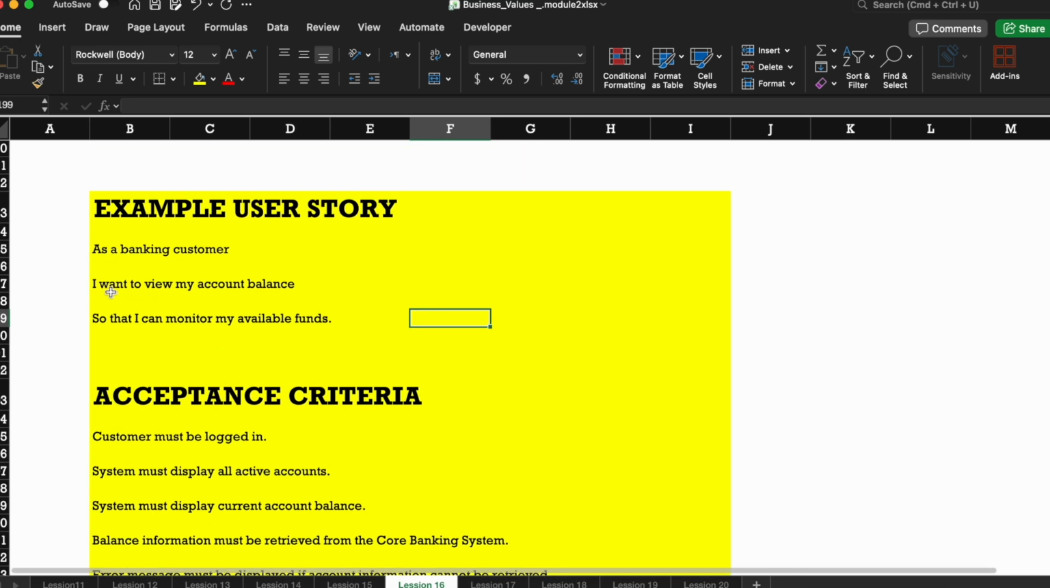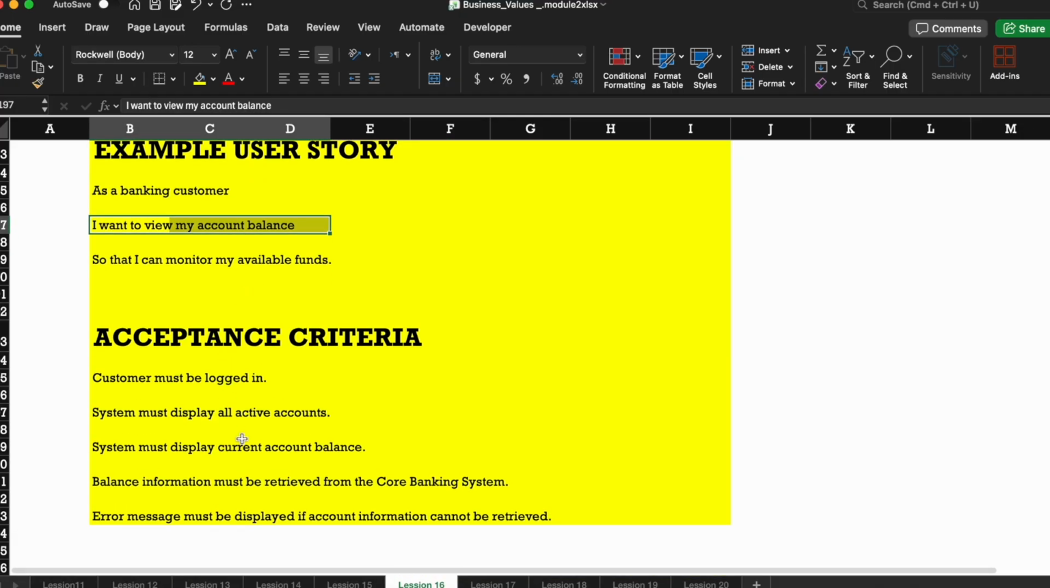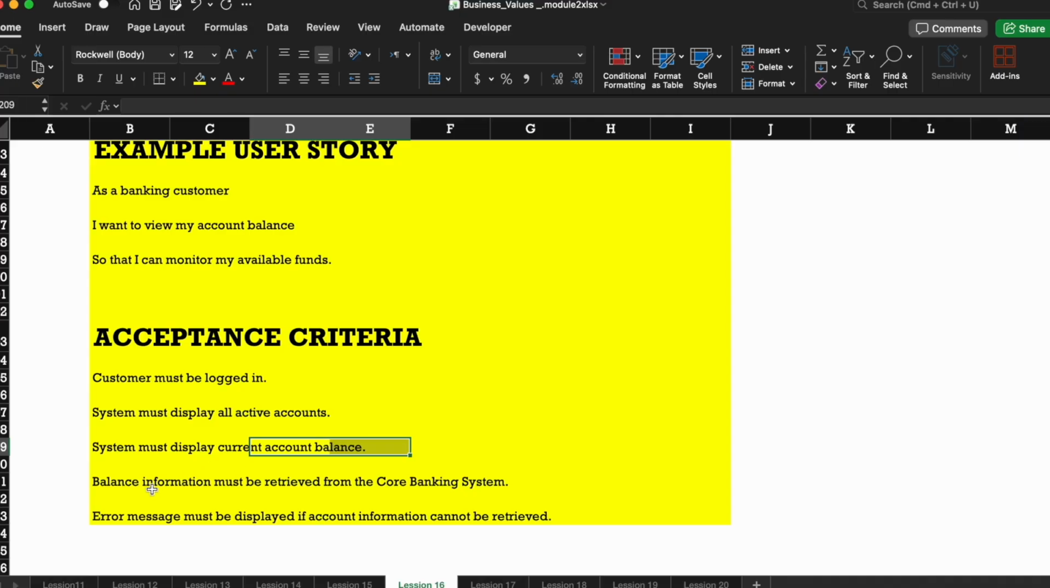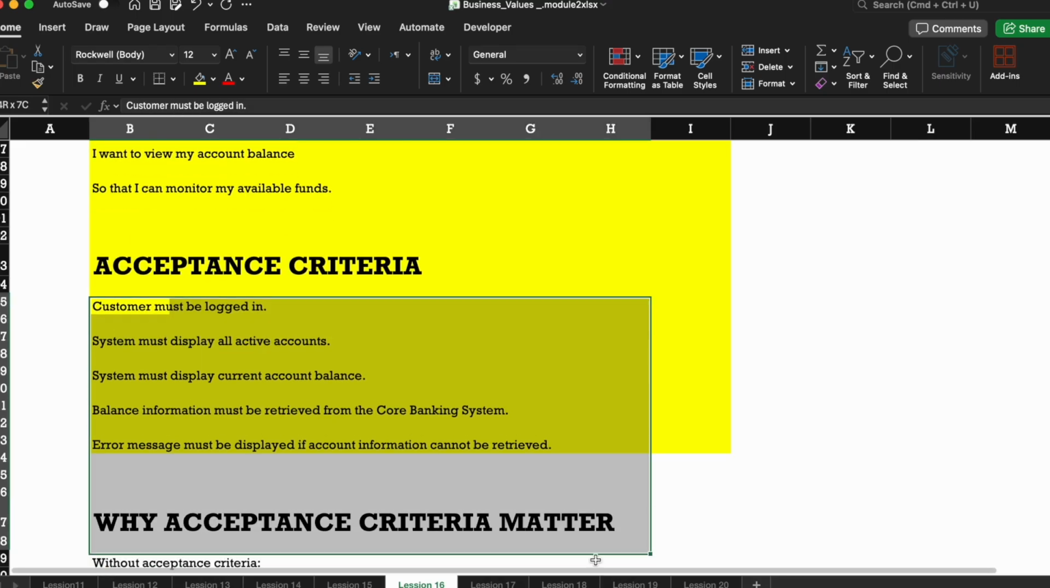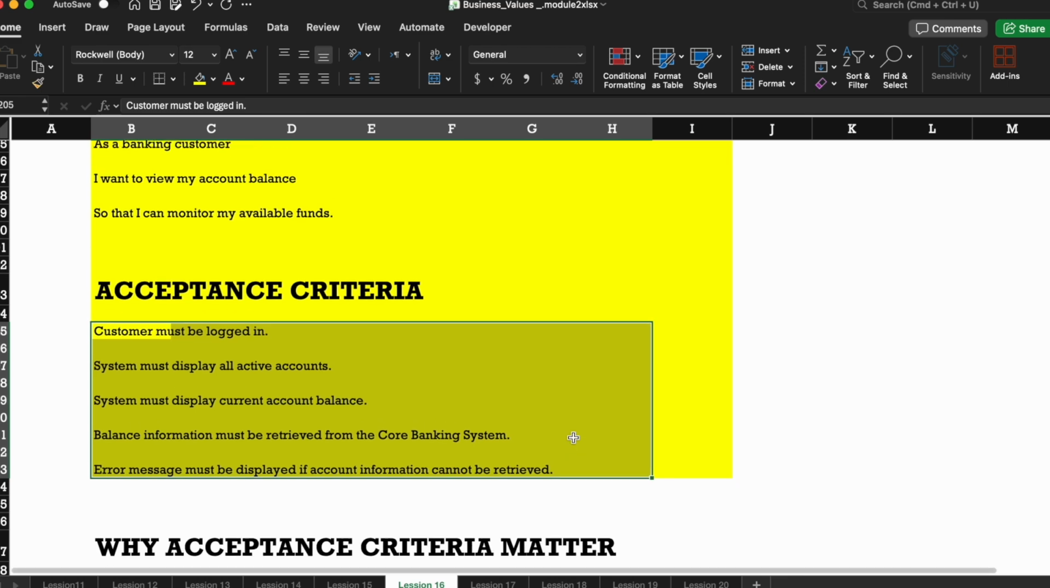So now when the user clicks on the particular account, it should give the current account balance. Balance information must be retrieved from the core banking. So this is what the user sees, but where this information should come from, that you are defining. It should come from your core banking databases, right? And if it cannot be retrieved, what do you want? This information is important for the tester, right? So it's like a detailed step.